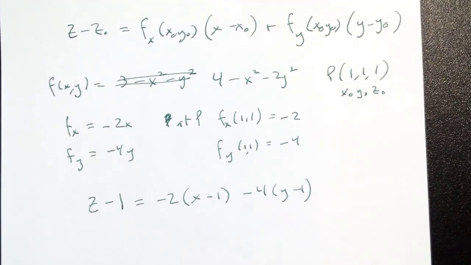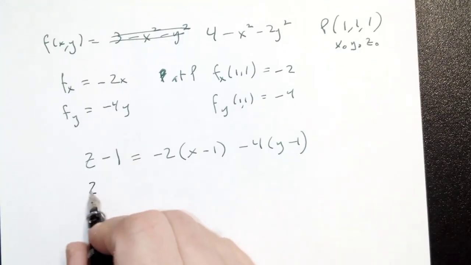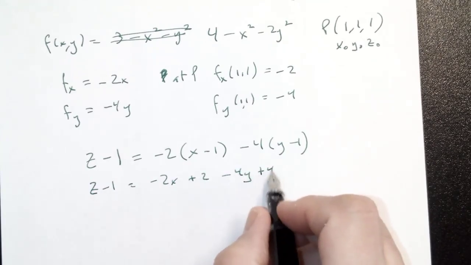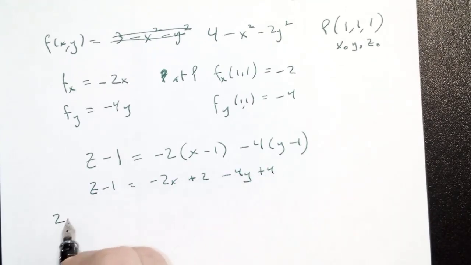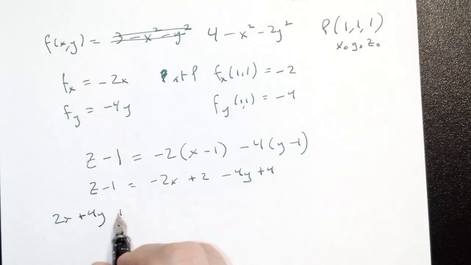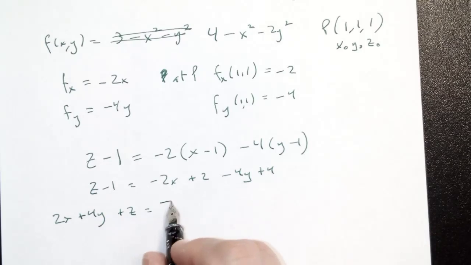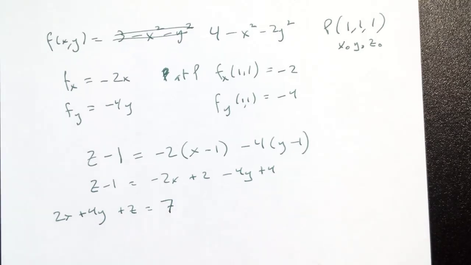Now, normally that's not the way we write a plane. We normally put all the variables on one side and a number on the other, but I can multiply all this garbage out. Minus 2x plus 2 minus 4y plus 4. Move those over. 2x plus 4y plus z equals 2 plus 4. Move the 1 over. I get a 7. Ready for the best part?